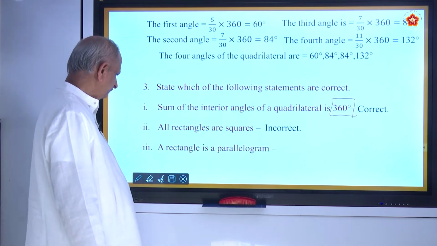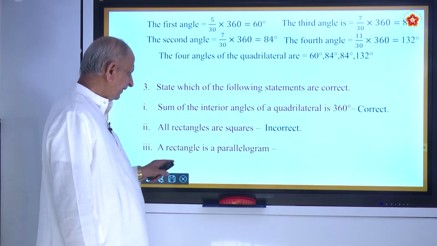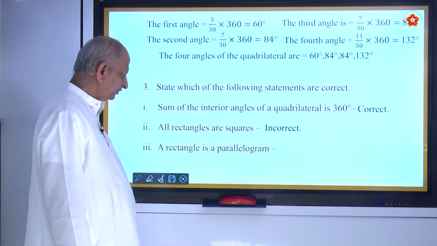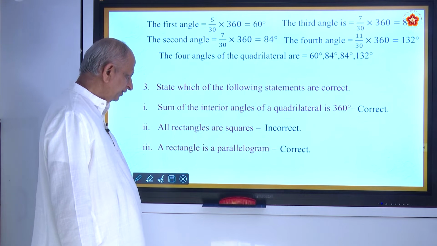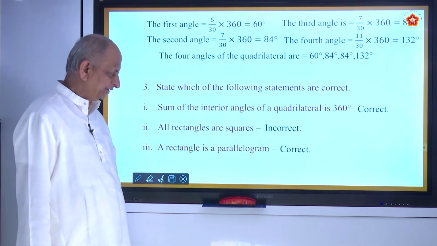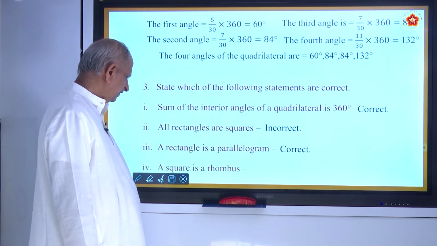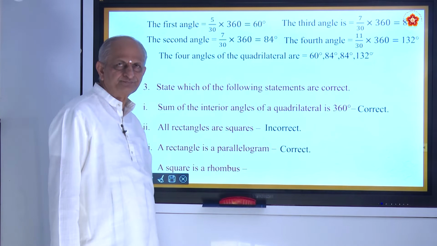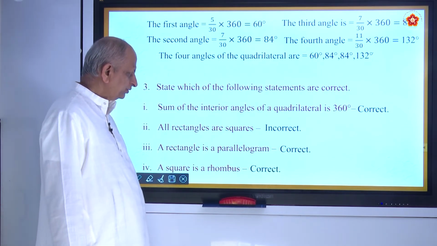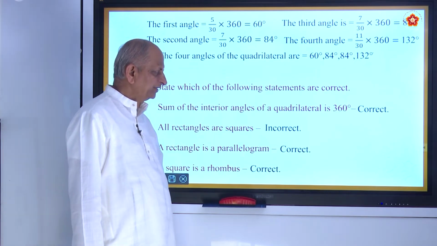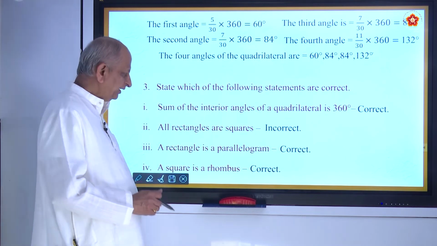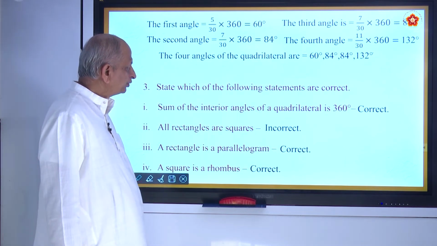And thirdly, a rectangle is a parallelogram. Yes, because opposite sides are equal, opposite angles are equal, diagonals bisect each other, all that. And lastly, a square is a rhombus. Is it correct? Yes, it is correct. So in this there are 3 correct answers, one is an incorrect answer. I think you have done it already, is it not? Now we will come to today's topic.